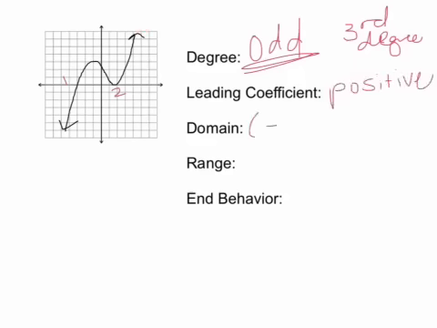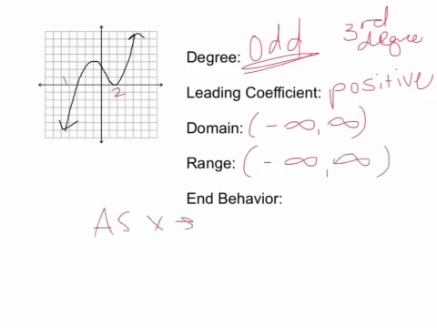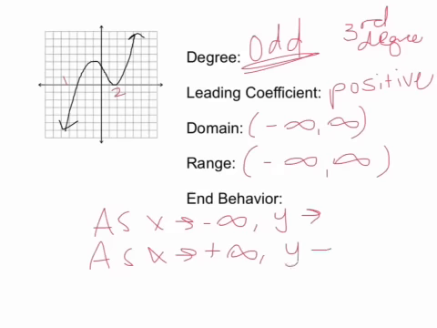The domain of any polynomial is negative infinity to infinity. Because it's an odd degree, one's going towards negative, one's going towards positive, that's also my range. And the end behavior, as x approaches negative infinity, and as x approaches positive infinity, we know with odd degree polynomials, they're going to have different end behavior. So as x approaches negative infinity, which is the left side, y is going towards negative infinity. And as x approaches positive infinity, which is the right side, y is going towards positive infinity.